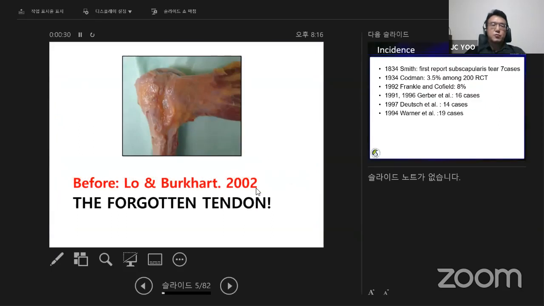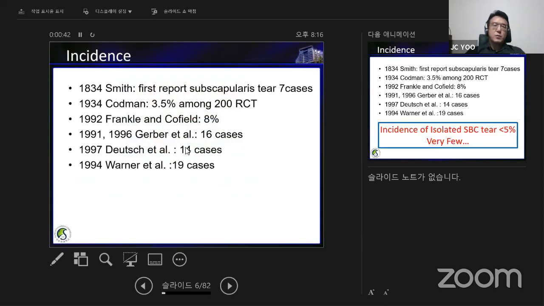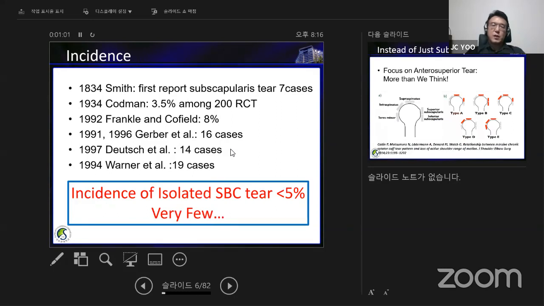As you know, in 2002, the literature said that it was a forgotten tendon, and it's almost 20 years. Now it's one of the hottest topics. One of the reasons that it was forgotten was that big names like Codman or Gerber reported only like 16 cases, 7 cases, and so everybody thought that, wow, it's only 3% out of 200. It's very small. But they usually reported large isolated subscap tears, I think.